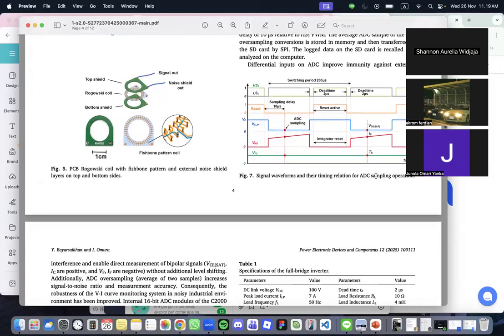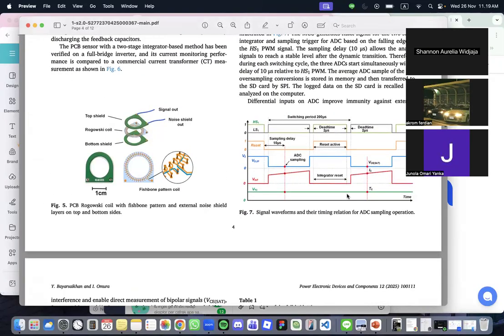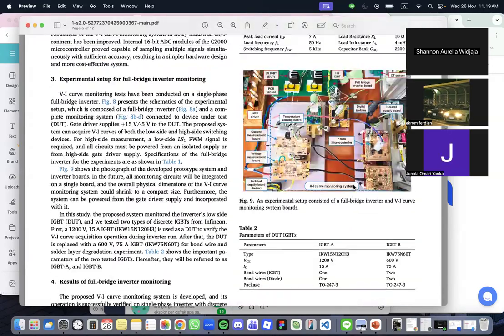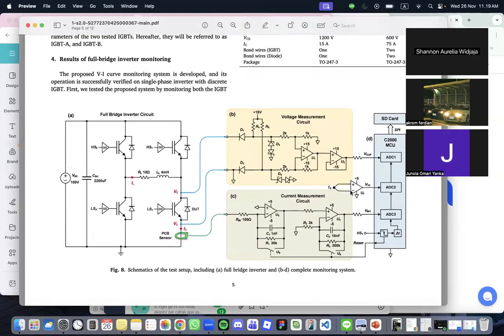And then here we have the signal waveforms and their timing relation for ADC, analog digital converter sampling operation. And then here we have the results of the monitoring. This is the schematic test setup for A, this part here. This is the full bridge inverter circuit. And then the B and the C is the voltage and current measurement circuit. And then D is the complete monitoring system.